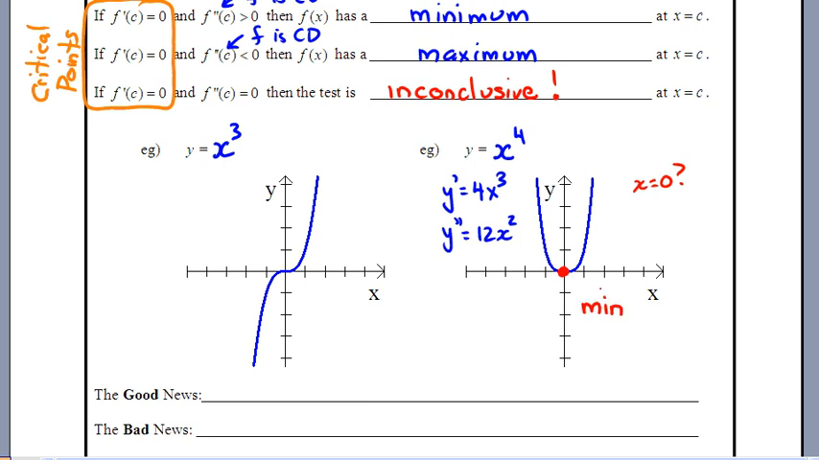But then if you try this out on the graph to the left, on x cubed, when you go and look for critical points with the first derivative, you'd have 3x squared. You go and do the second derivative, and you end up with 6x.